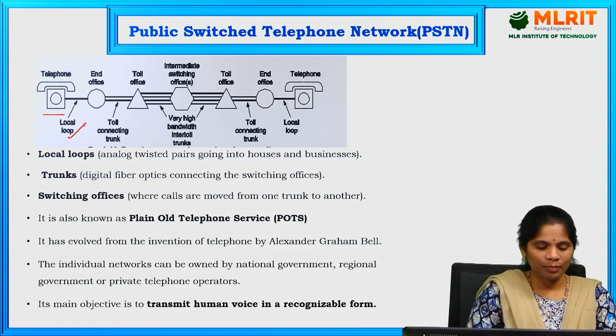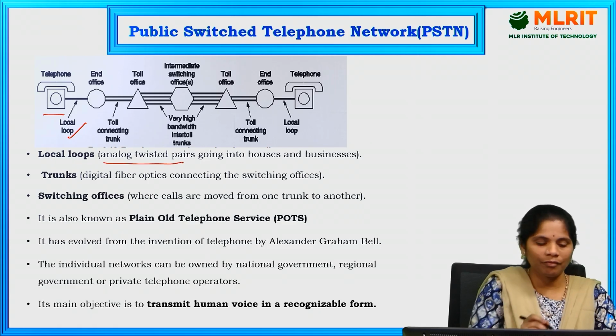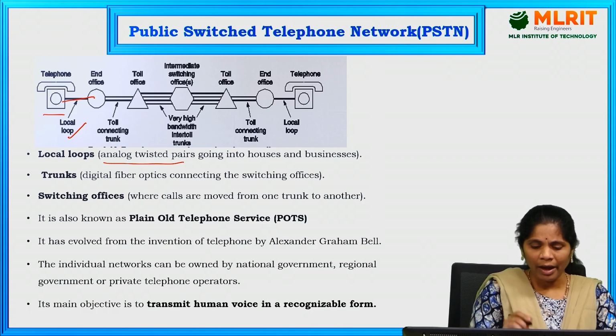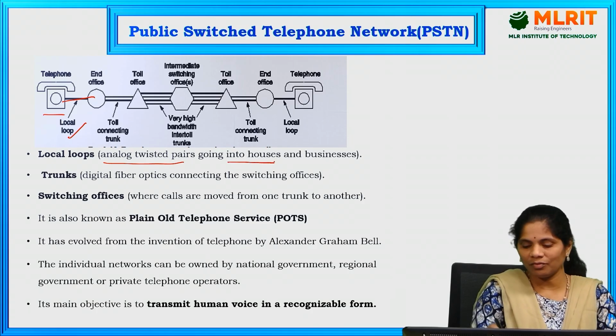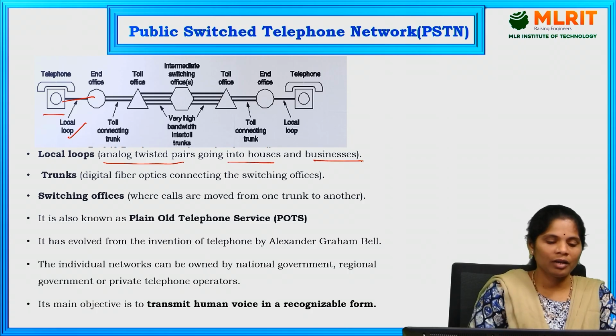This local loop is mainly for analog twisted pairs. Here we are going to use analog twisted pair cables, and it is going to be in houses and businesses. We are going to use these cables. That is the telephone to end office.